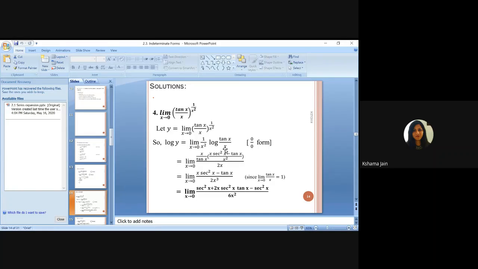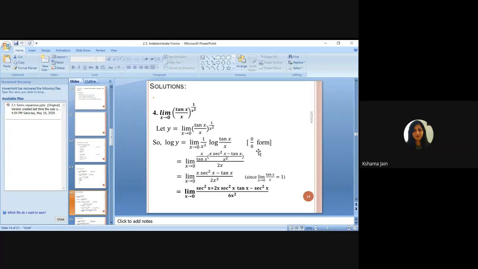So you need to remember, if there is an x in the power, we will take log. This is one particular type of indeterminate form, and in that case we will take log. So applying the limit, like I told you, tan 0 by 0 is 0 only, so log 0 is minus infinity, giving a 0 by 0 form.